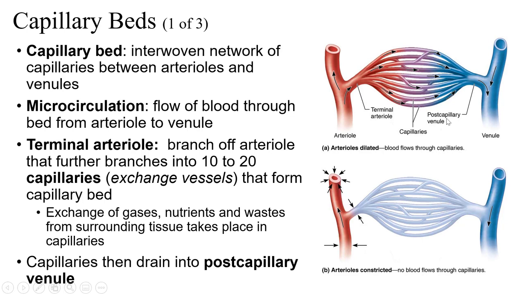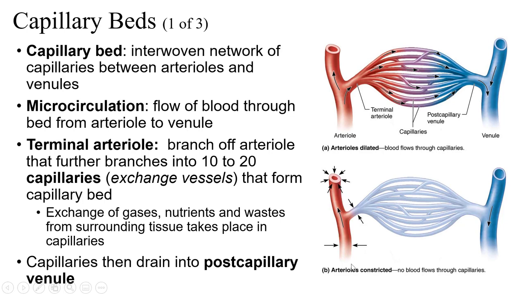All right. Now there are terminal arterioles. Let's take a look at where the terminal arteriole is. This is your terminal arteriole. They branch off the arteriole and further branch off into 10 to 20 capillaries. These 10 to 20 capillaries are the exchange vessels that form the capillary bed. This is where exchange of gases, nutrients, and waste from surrounding tissue takes place in the capillary. The capillaries will then drain into the post-capillary venule.